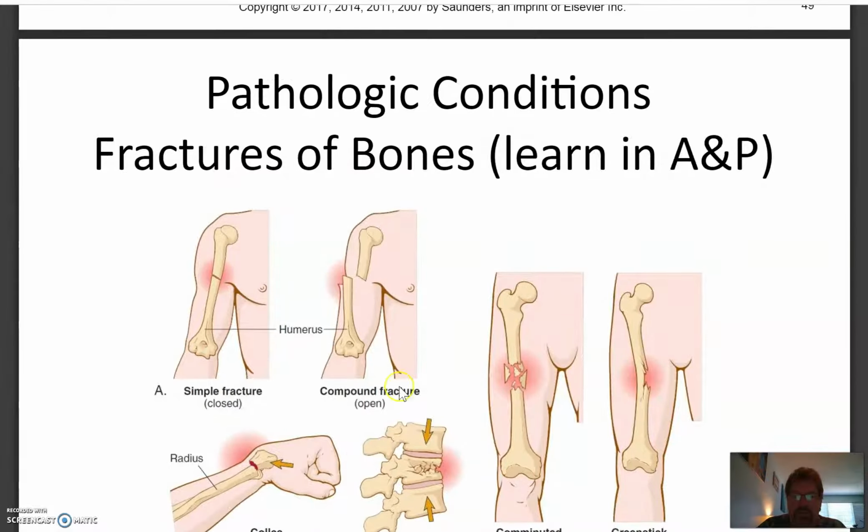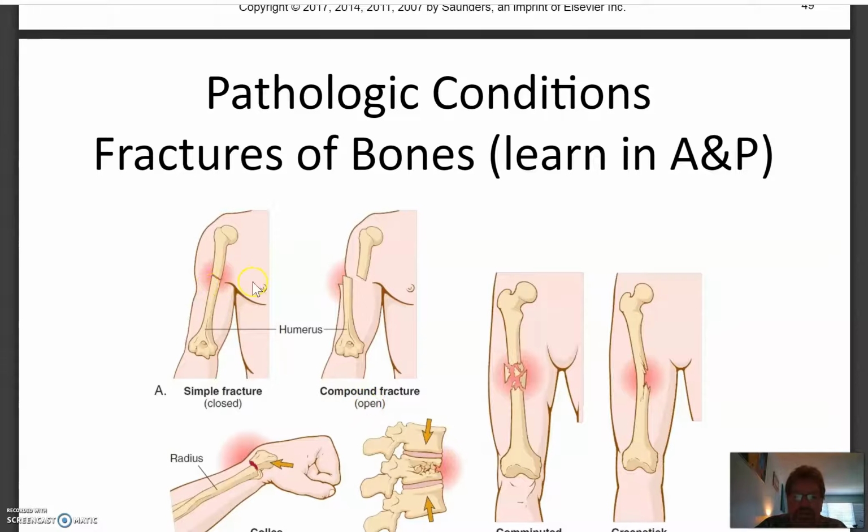Fractures, again, we'll learn these in A and P. If the bone has ripped through the tissue and is exposed to the outside air, it's called an open fracture. Compound is what it used to be called. That's an old, antiquated term. I don't know why they don't put open here and put compound in parentheses. That's the way it should be done.